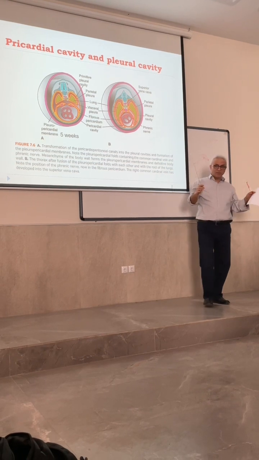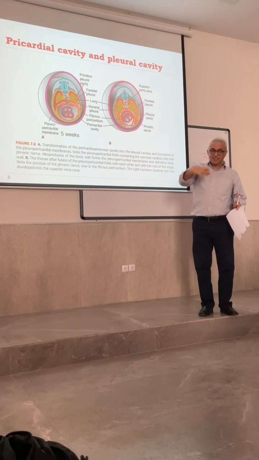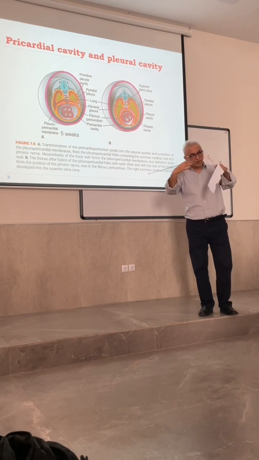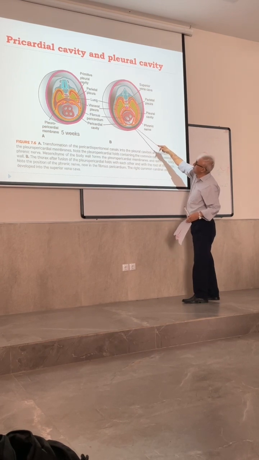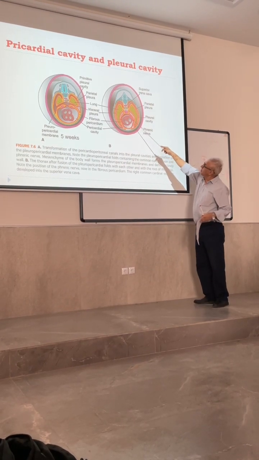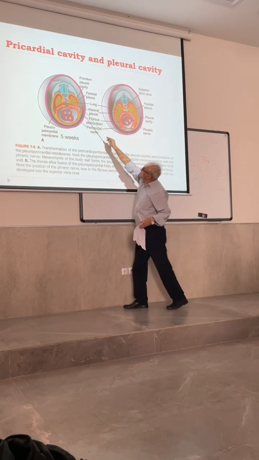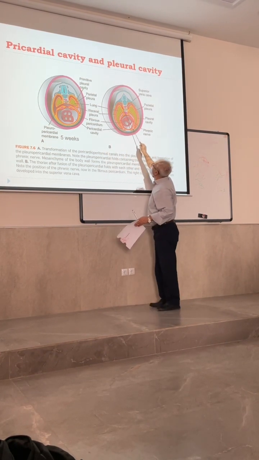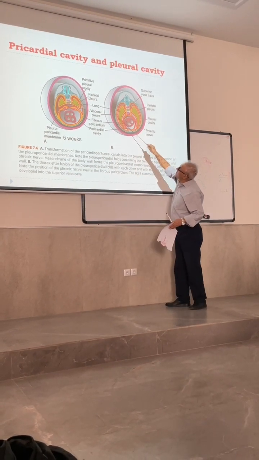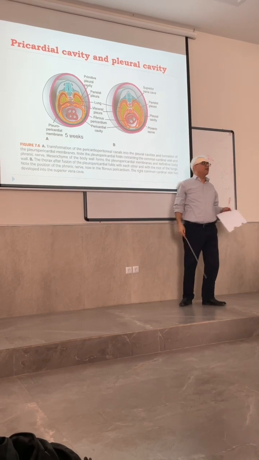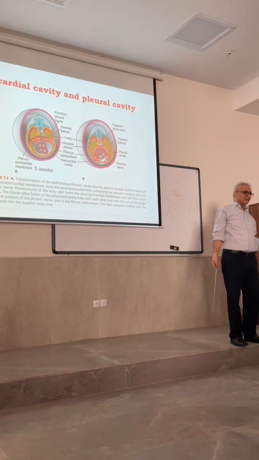We have two types of pericardium: fibrous in the lateral part, and visceral or serous here over the heart. So we have the lung covered by the visceral pleura, and here is the parietal pleura. Between them we have a pleural cavity. Okay.